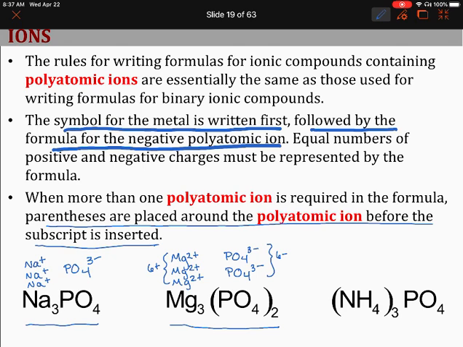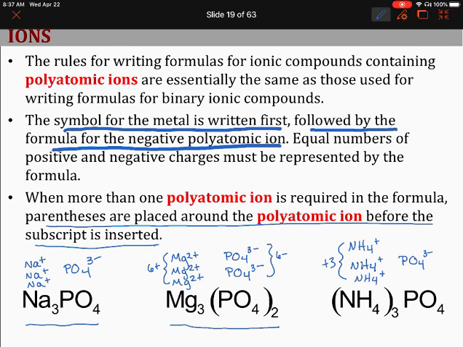And then in the last compound, we have 1 phosphate ion, which is PO4 3-, and ammonium, remember, just has a positive 1 charge, so we need 3 of those to balance the charge on phosphate. So this gives us an overall +3 charge.